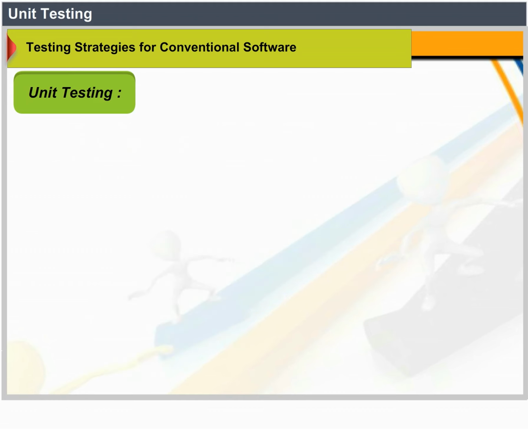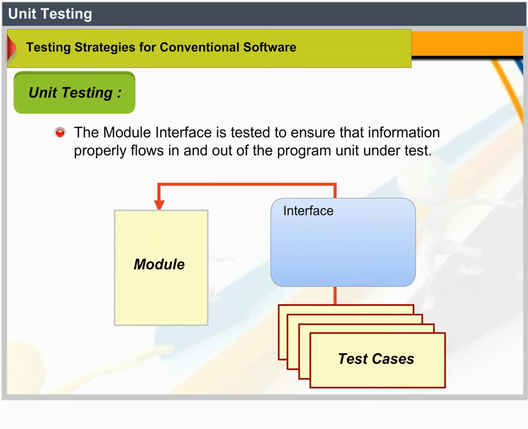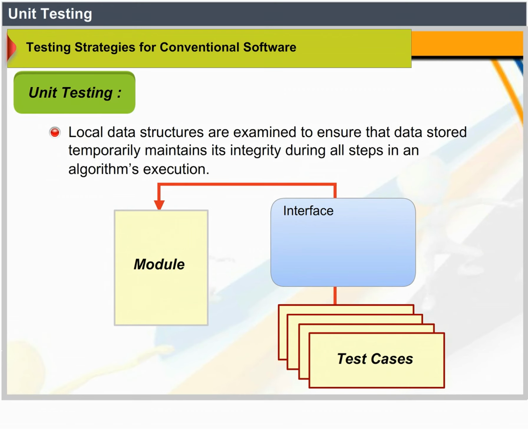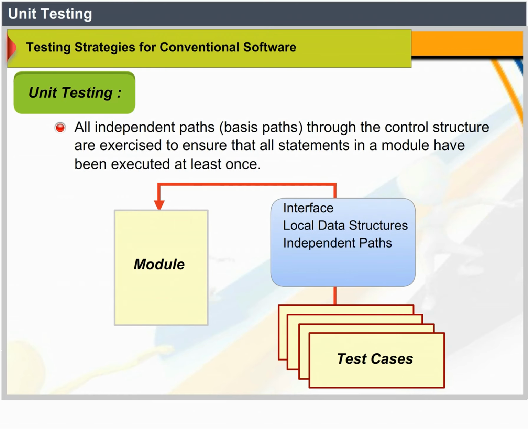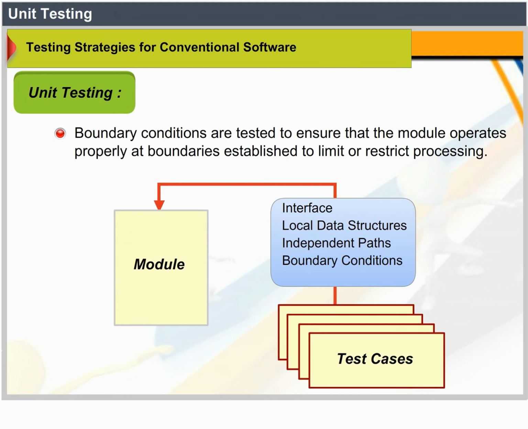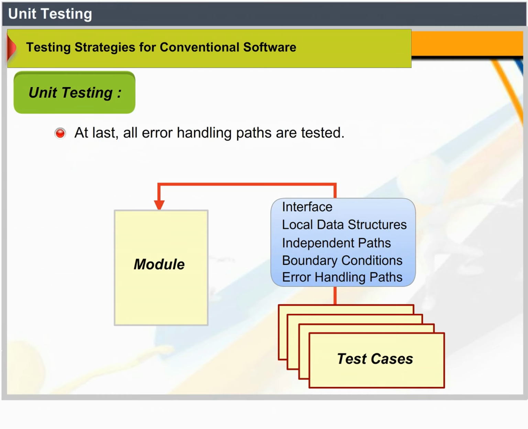The module interface is tested to ensure that the information properly flows into and out of the program unit under test. Local data structures are examined to ensure that data stored temporarily maintains its integrity during all steps in an algorithm's execution. All independent paths, basis paths, through this control structure are exercised to ensure that all statements in a module have been executed at least once. Boundary conditions are tested to ensure that the module operates properly at boundaries established to limit or restrict processing. And finally, all error handling paths are tested.